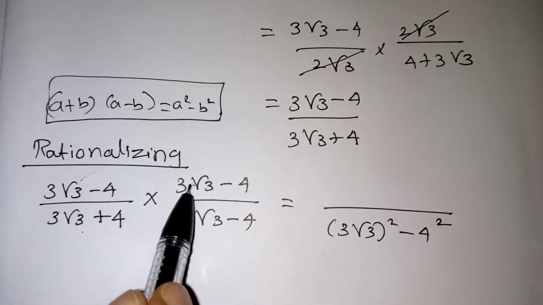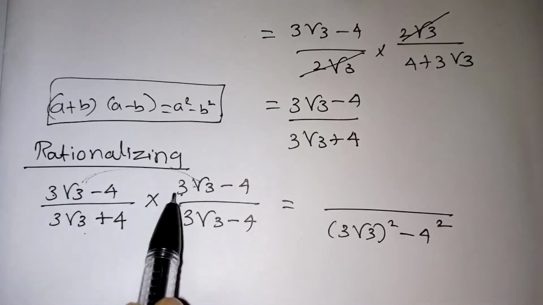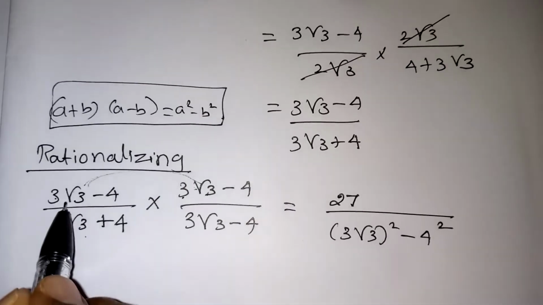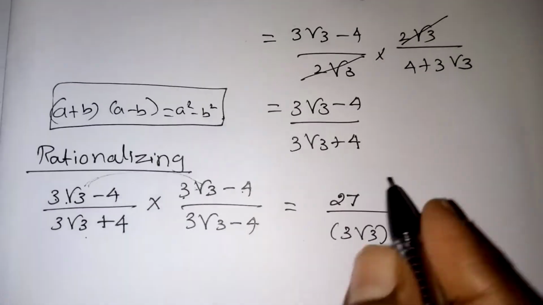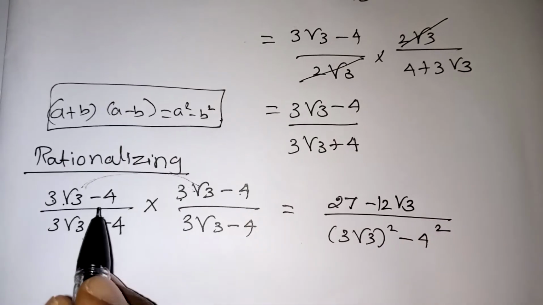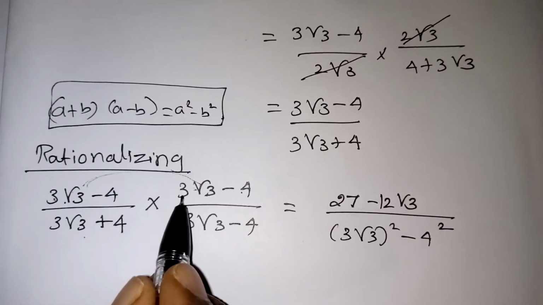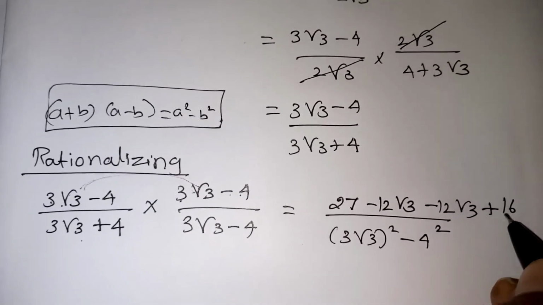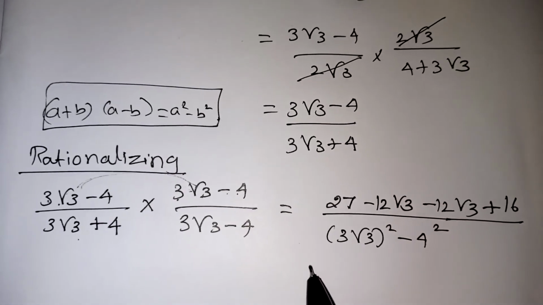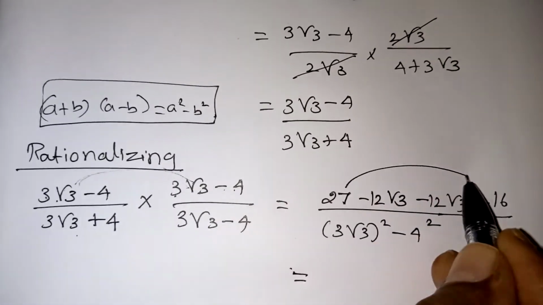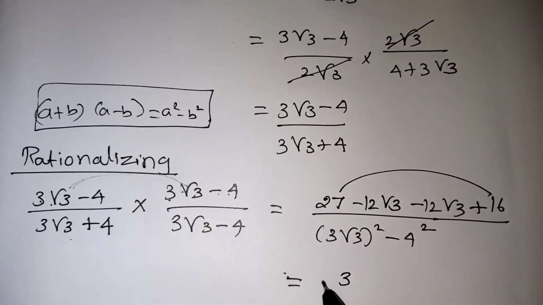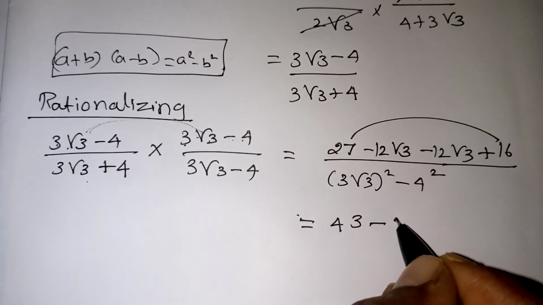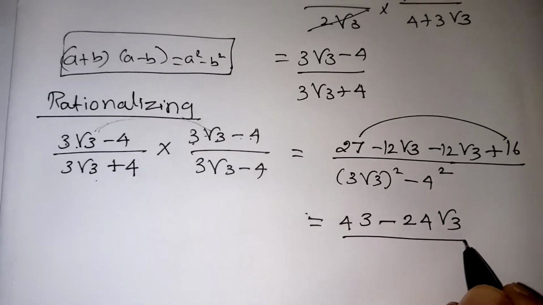So 3 root 3 into 3 root 3, if you are multiplying, 3 3s are 9, root 3 into root 3, 3. So 9 3s are 27. And next one, 3 root 3 into 4, so 4 3s are 12, root 3, so minus 12 root 3 we are getting. Next one, minus 4 into 3 root 3, 4 3s are 12, minus is there, so minus 12 root 3. Minus 4 into minus 4 plus 16, this is what we are getting in the numerator. Denominator, let us do the simplification now. So here the 27 plus 16 will give you 43. This one both are root 3 but both are minus sign. So minus 12 will give you minus 24 root 3 divided by denominator.